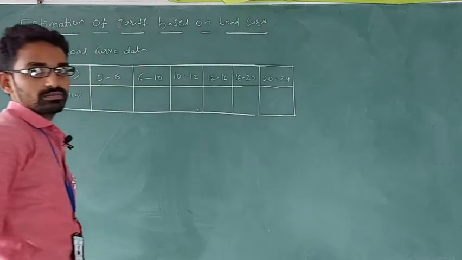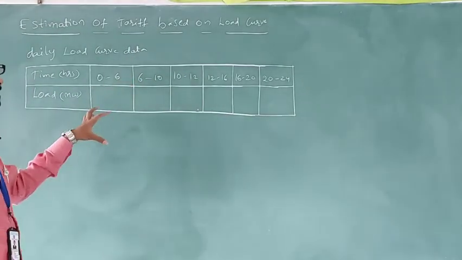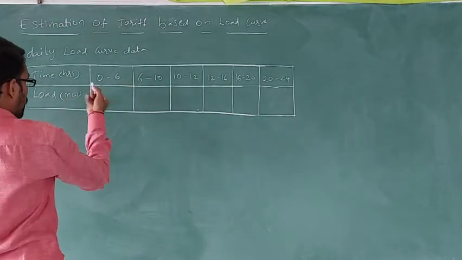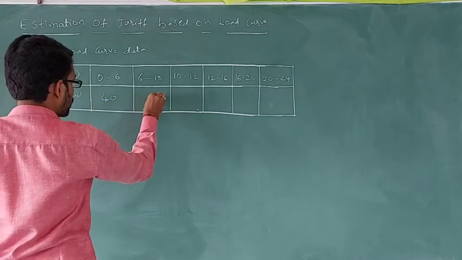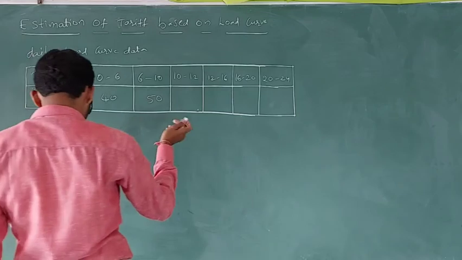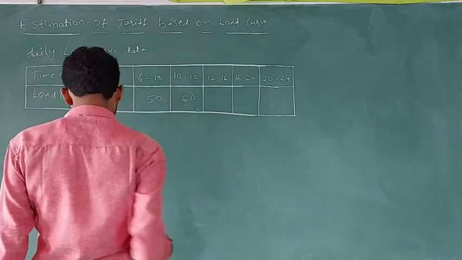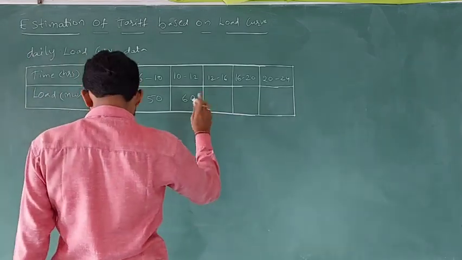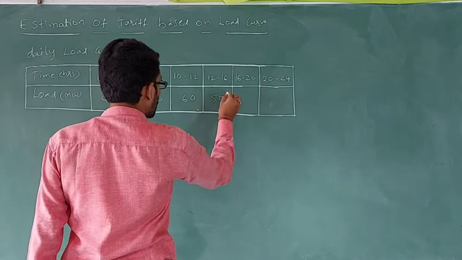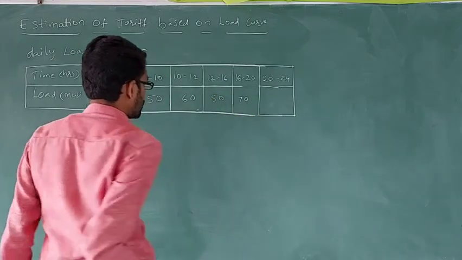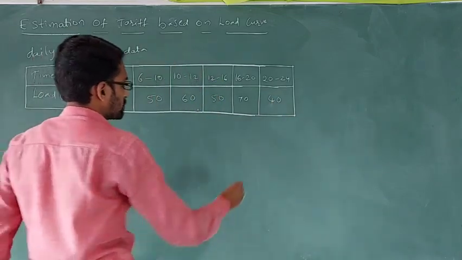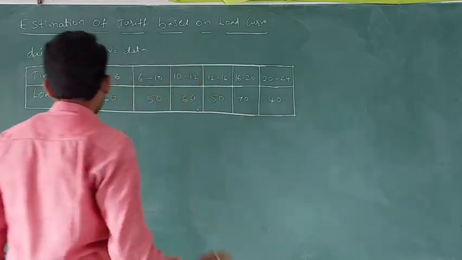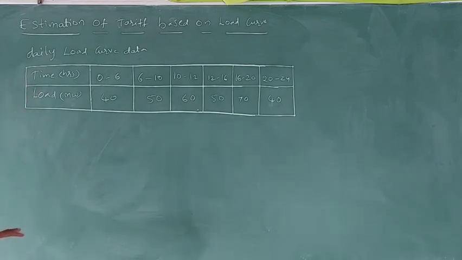So, what is the total data? For 0 to 6 hours the load is 40 megawatts, 6 to 10 it is 50 megawatts, 10 to 12 it is 60 megawatts, 12 to 16 it is 50 megawatts, 16 to 20 it is 70 megawatts, and again the last, 20 to 24, it is 40 megawatts. So, these data are given.